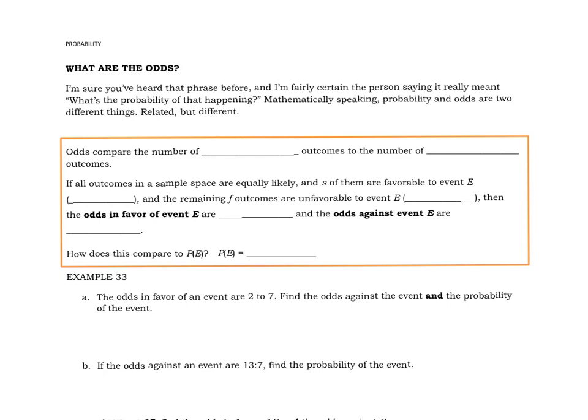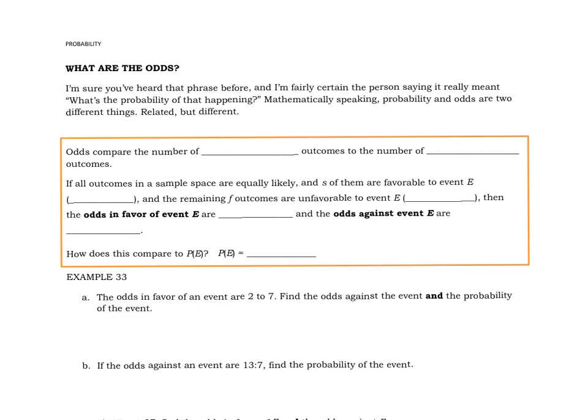So now we're going to look at odds, which is related to but different from probability. So this is titled, What are the odds? I'm sure you've heard that phrase before, and I'm fairly certain the person saying it really meant what's the probability of that happening. Mathematically speaking, probability and odds are two different things, related but different.